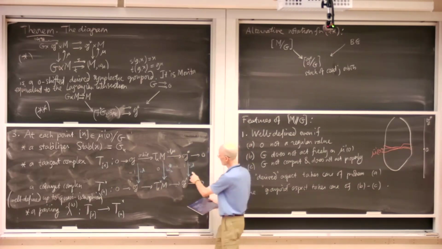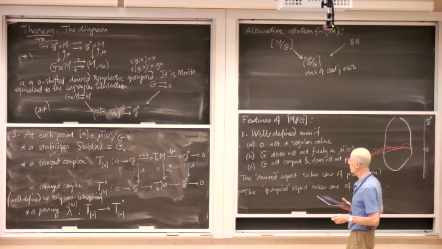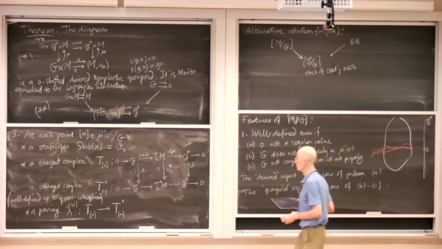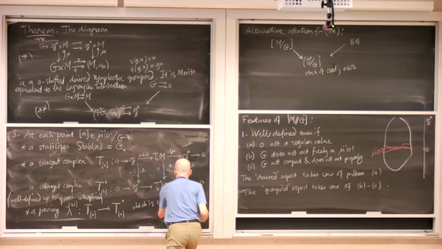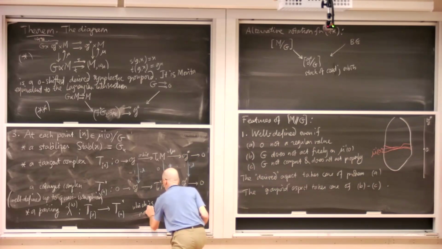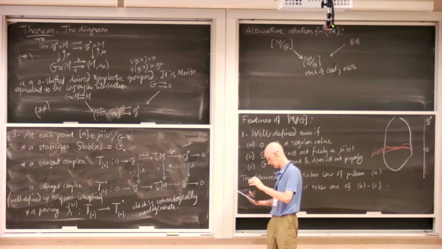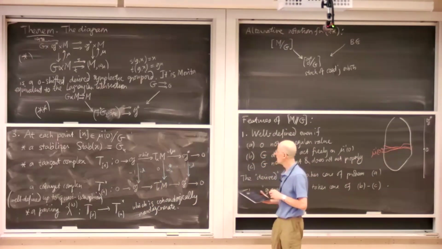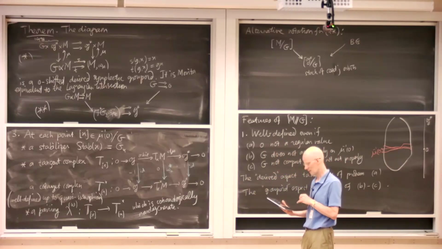Now it so happens that this pairing of these complexes is non-degenerate on the nose here. But in general, it will be non-degenerate only after you take cohomology, so it's cohomologically non-degenerate. Isomorphism in cohomology, yes.